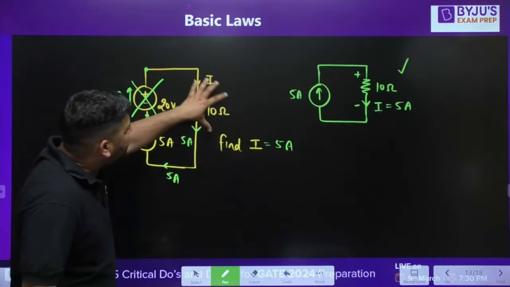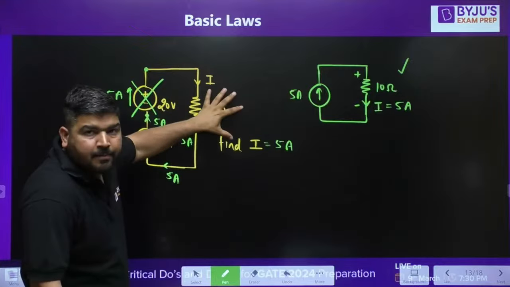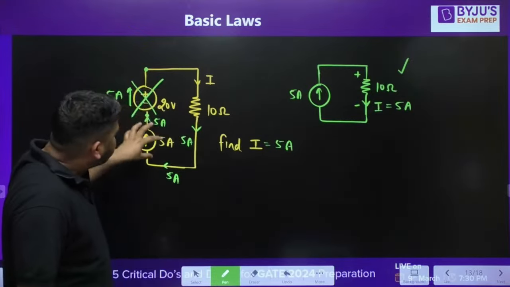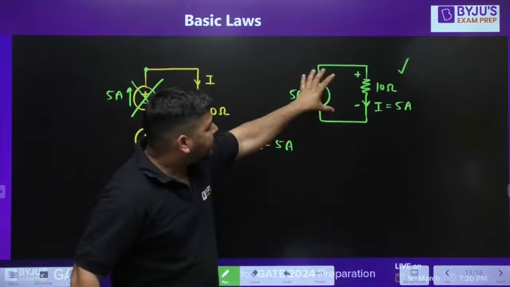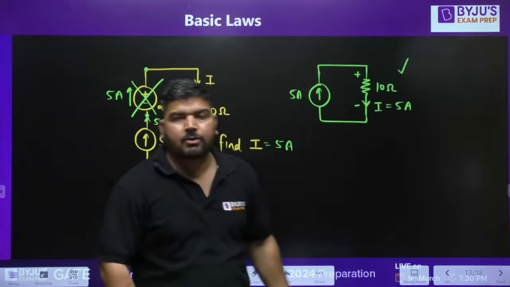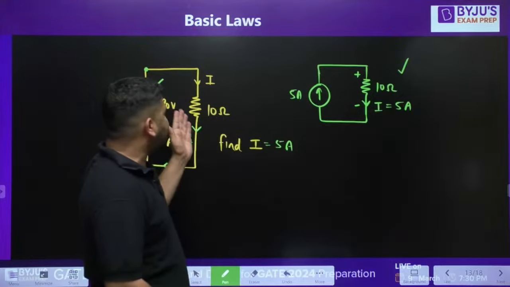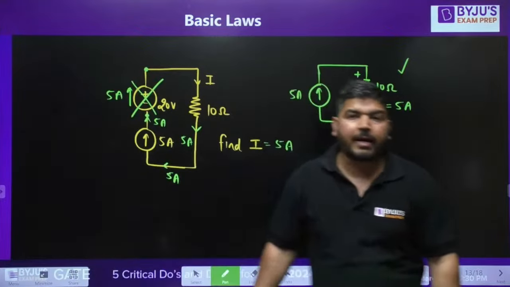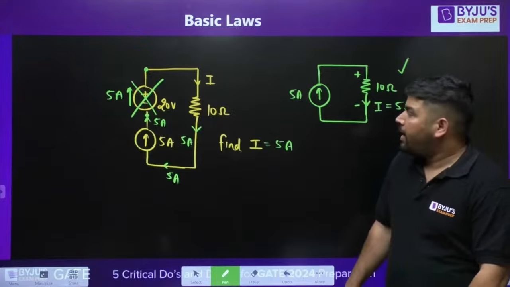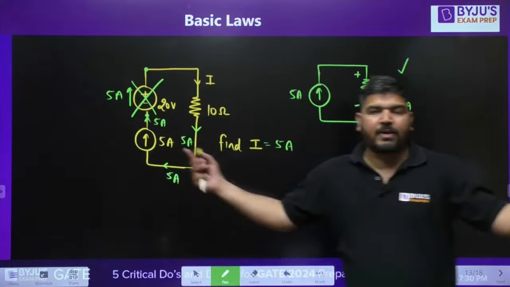Because in this circuit, whatever power is absorbed by this resistance, that power will be shared by these two sources. But in this circuit, the entire power is delivered by the current source only. That is the main difference. That's why conceptually this circuit and this circuit are not equivalent, not equal. But as far as resistance is concerned, you can always apply that.